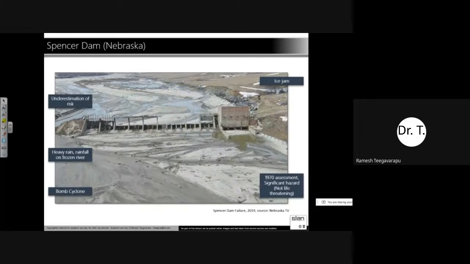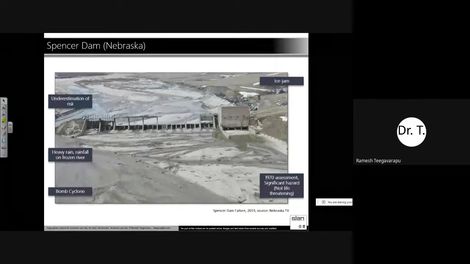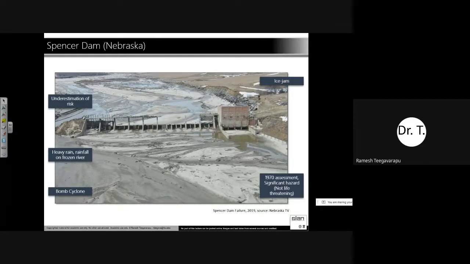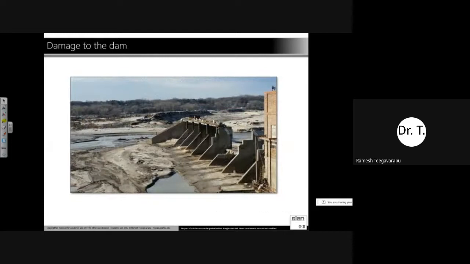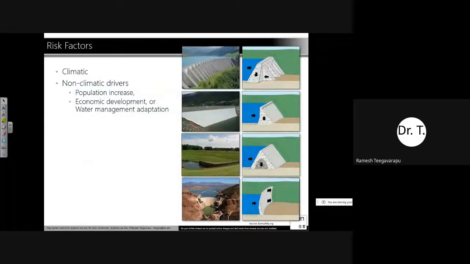This is another dam which broke because of an ice jam, where blocks of ice started to move in because of a heavy rainfall event. It was initially a frozen river, and then there was a cyclone also. We call it a bomb cyclone. It dropped a tremendous amount of rain, and finally this dam gave out, the whole thing broke, and we lost several people as well as suffering damage.